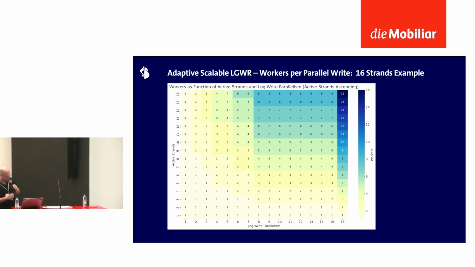I brute-forced this into a heat map with an example of 16 strands. You can look up, based on your number of public redo strands and your log write parallelism, how many workers Oracle may assign to a parallel write, provided that there is at least 1 megabyte of redo in the log buffer and more than 1 strand is active.